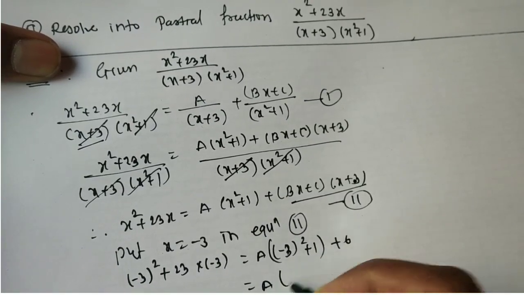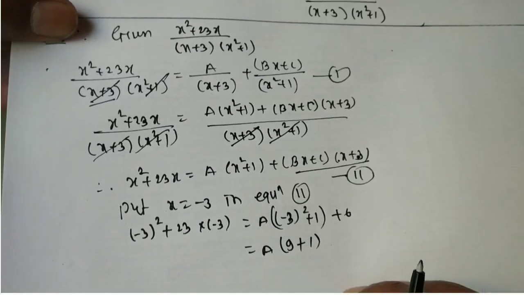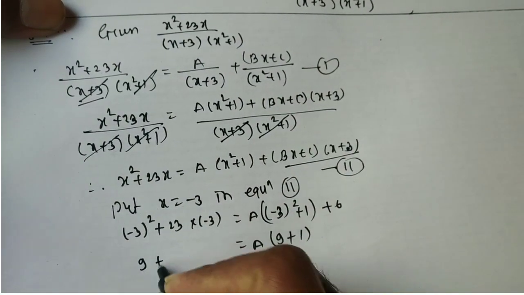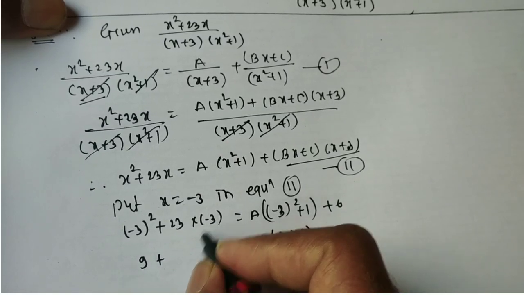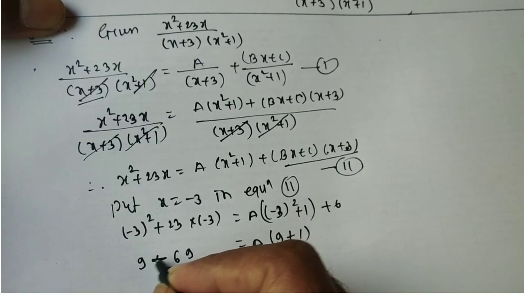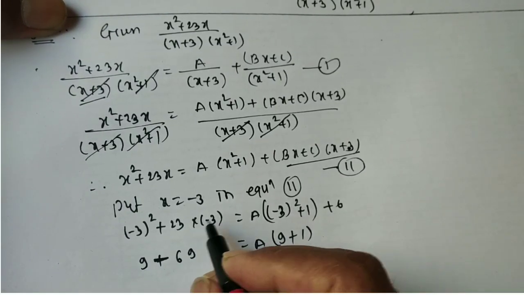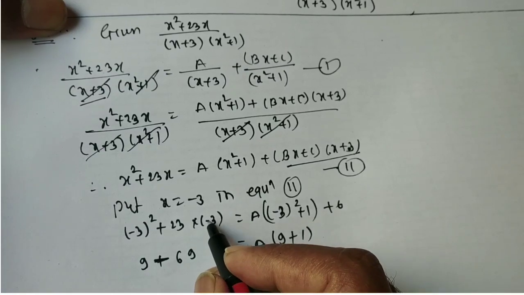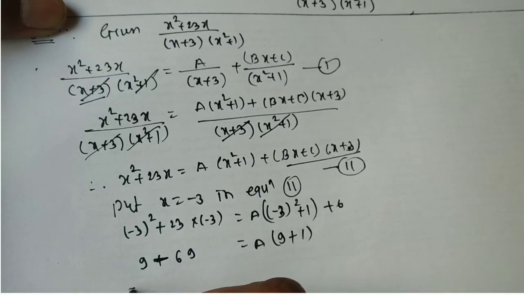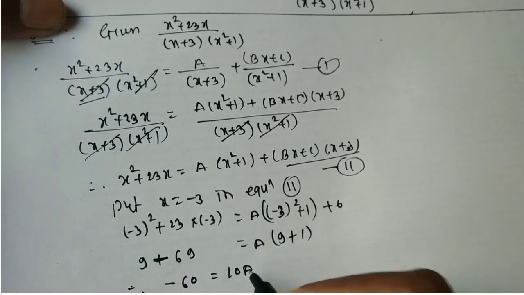So a into, what is minus 3 square? 9. Correct? Minus 3 square is 9. Now 9 plus 23 3s are 3 3s are 9, 3 2s are 6. So this is minus 69. Correct? Why this is minus 69? Because 23 3s are 69, minus है तो minus 69, minus 3 square is minus 3 into minus 3, which is 9. So 9 minus 69 is what? Minus 60, which is equal to 10a.